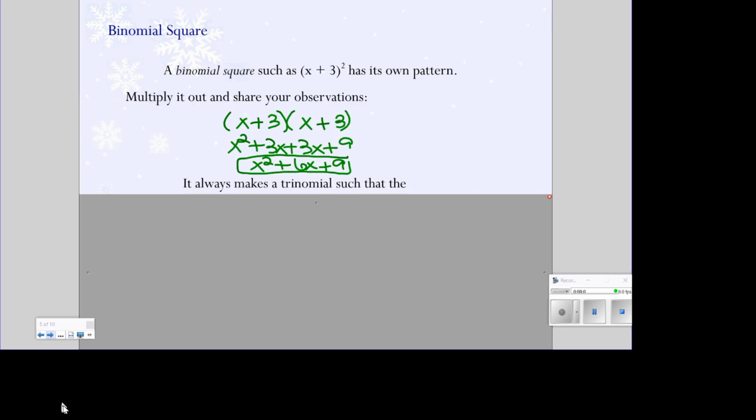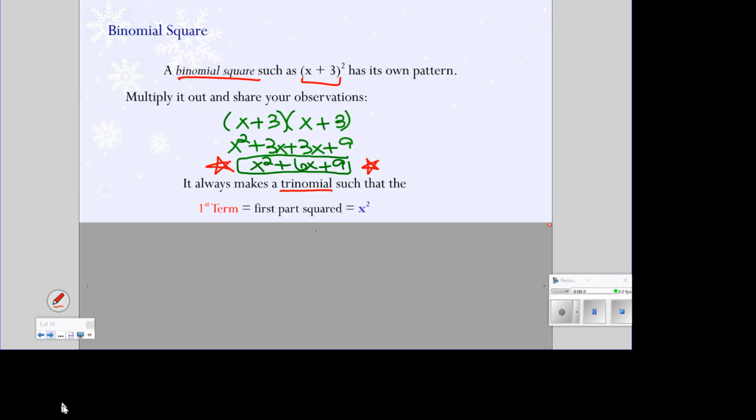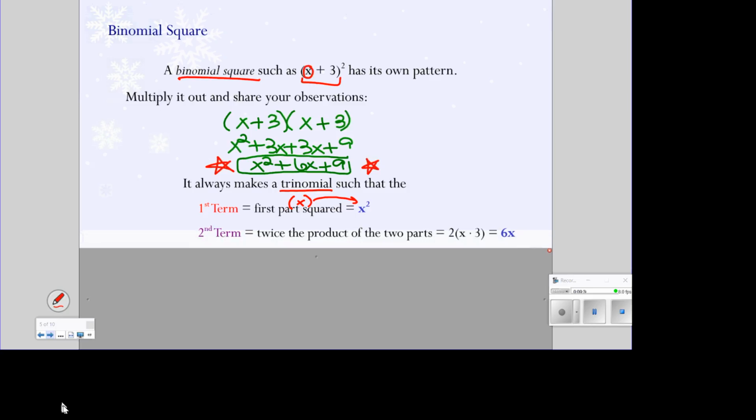When we square a binomial, so a binomial times that same exact binomial, we will end up with a trinomial. So a binomial square, taking a binomial and squaring it, always makes a trinomial, such that the first term comes from whatever was in that first part and squaring it. So that's x² in this case, because the first part here was an x, so we square it to get x². The second term comes from twice the product of the two parts.